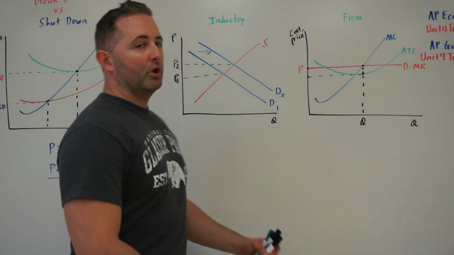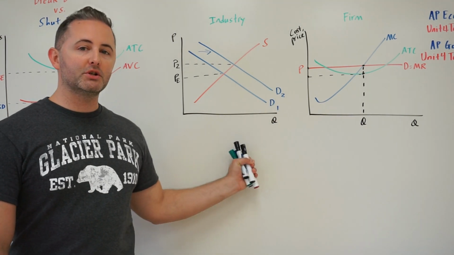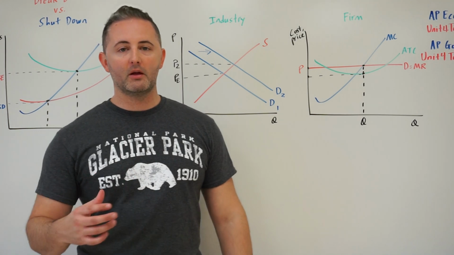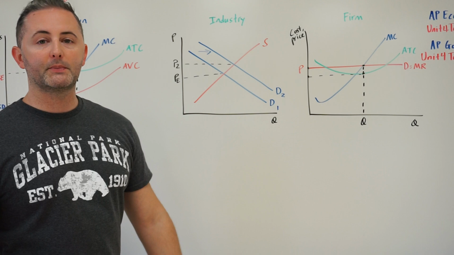Alright guys, in this video we're going to look at the transition from the short run to the long run. So in front of you, we have an industry supply curve and we have a supply curve of an individual firm in a perfectly competitive industry. Our industry starts off in equilibrium, supply and demand.